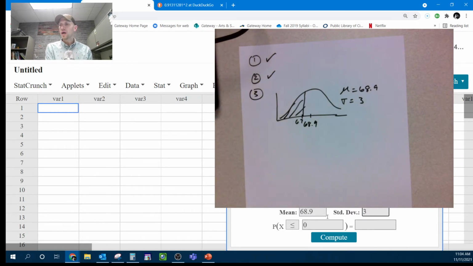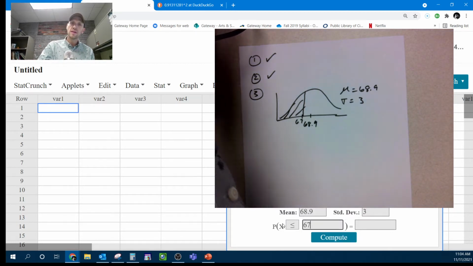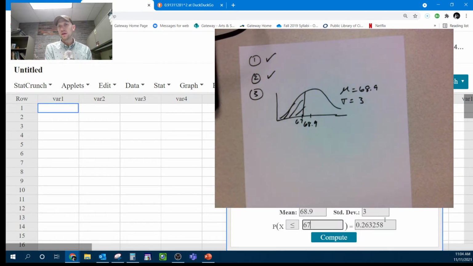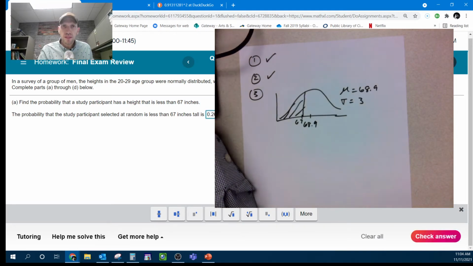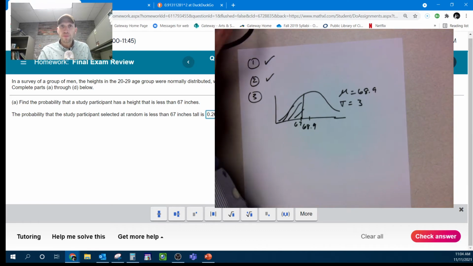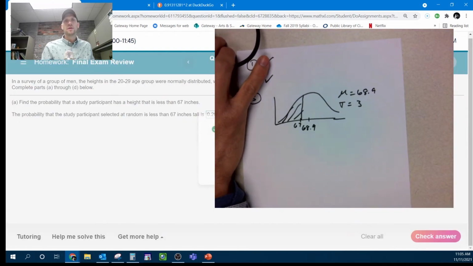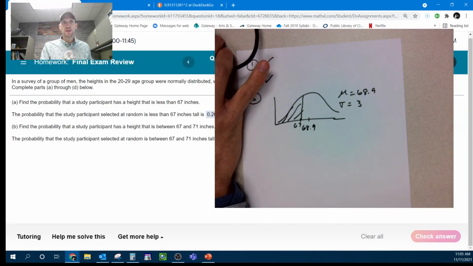And now they want the probability that it's less than 67 inches. All right, so there's the probability. I'll just copy and paste that. Round to 4 decimal places. All right, let's see here. That should be good. All right, watch out for the rounding.